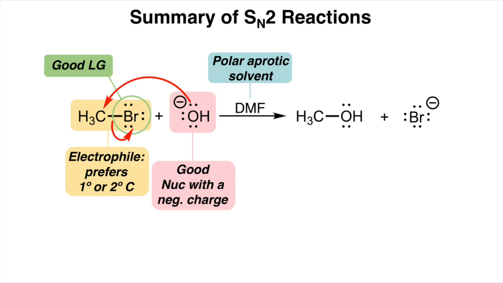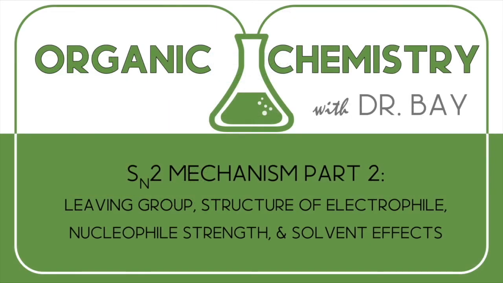In summary, what we learned today is that SN2 reactions prefer to have electrophiles that are either primary or secondary alkyl halides with a good leaving group. Its nucleophiles should be good nucleophiles with a negative charge, and SN2 reactions prefer to be in polar aprotic solvents.